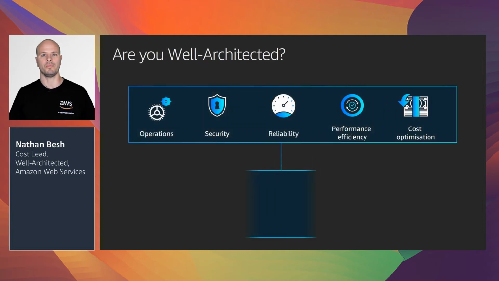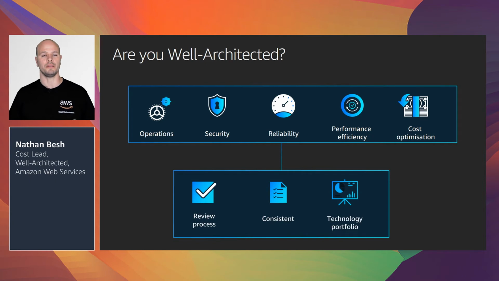So think about when you deploy your workloads today. They need to be reviewed and need to go through certain stopgap procedures. Think about the review process. Is it consistent across all the different areas, across operations, across security, across cost optimization? Is it consistent? Do all the particular pillars and areas get the same focus? And thirdly, is it consistent across your entire technology portfolio? Chances are it's not, and that's exactly why we developed the Well-Architected framework.